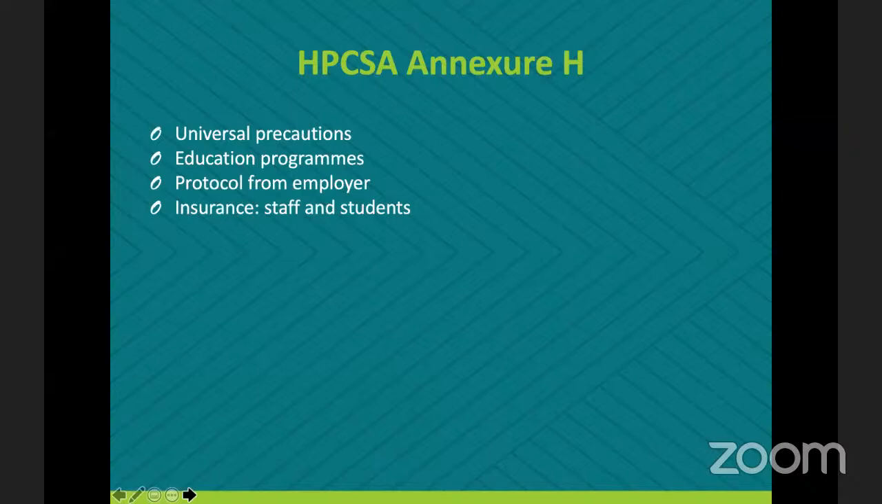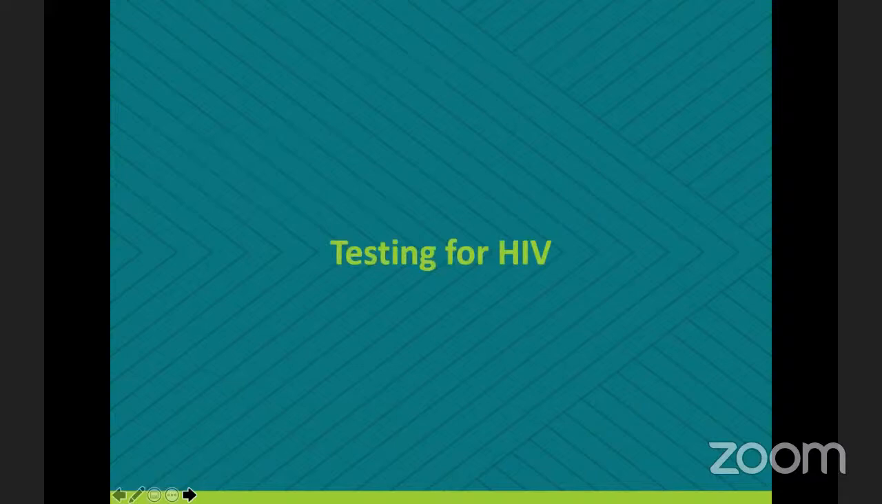And they specifically mention medical students who are at high risk of needle sticks due to inexperience and eagerness to join in procedures which they may not be familiar with. Next slide, please, Prof. Testing for HIV.